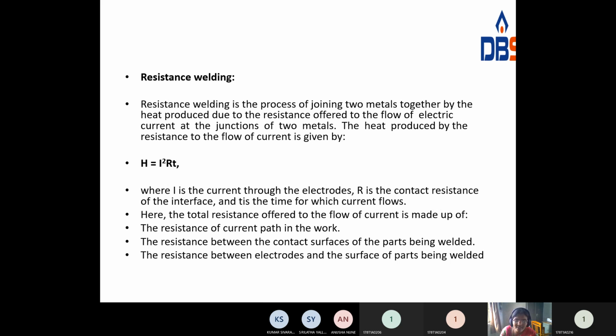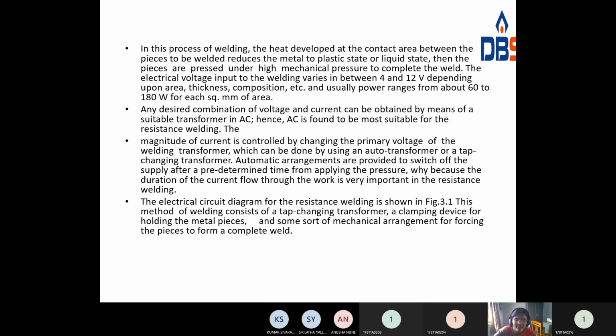Hence the total resistance offered to the flow of current is made up of: the resistance of the current path in the work, the resistance between the contact surfaces of the points being welded, and the resistance between the electrodes and the surface of the points being welded. So the resistance will be offered in these three ways. That is resistance welding.